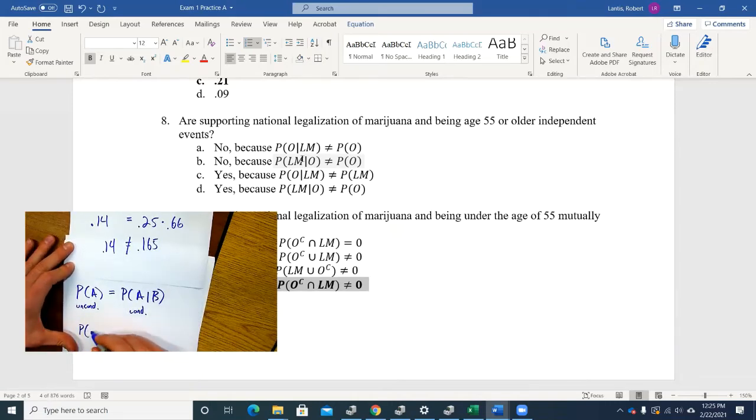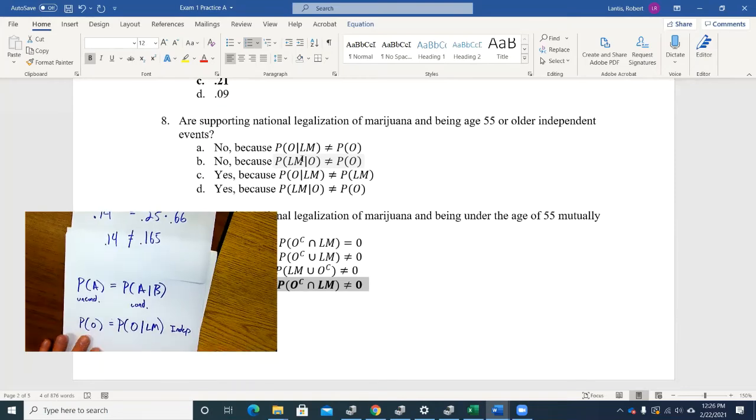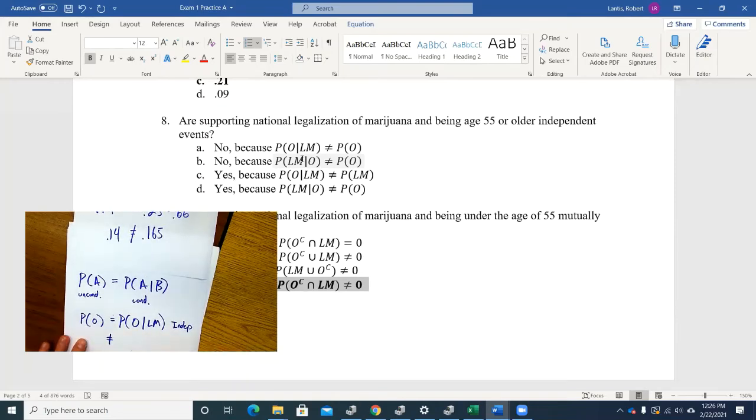Let's say the probability of being older than 55 is the same as the probability of being older than 55 given that they want marijuana legalized. I'm just writing out the definition of independence in the context of my example. If this holds, then I know that they're independent. If it doesn't hold and they're not equal, we would say that they are dependent, or not independent.